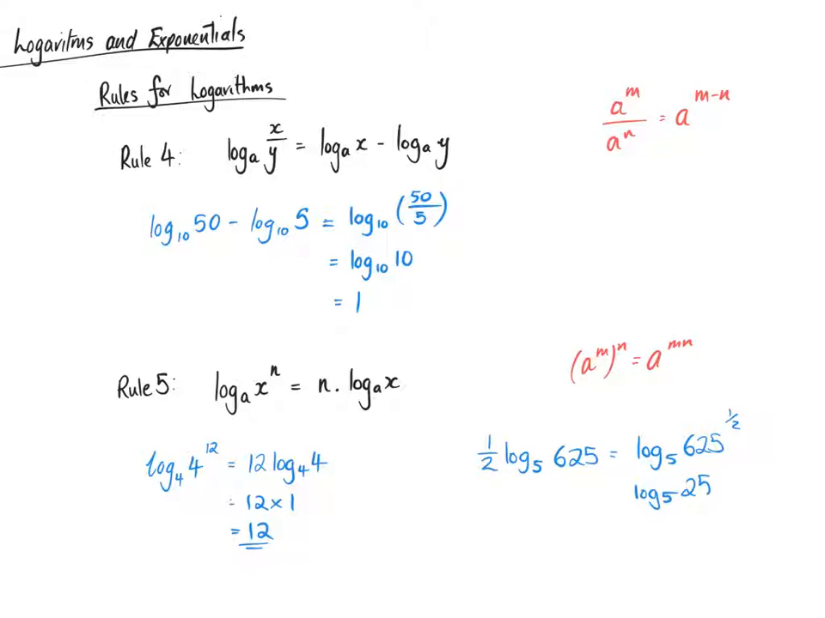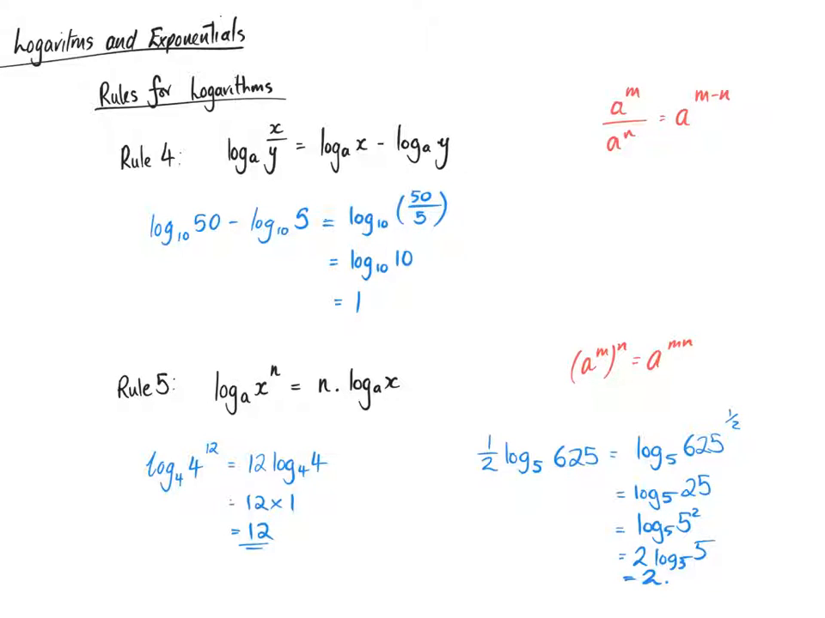Then we're using the same rule again. We know that 25 is 5 squared, and then we can bring that 2 down the front, so we get 2 log to the base 5 of 5. Log to the base 5 of 5 is just 1, so we can simplify it and that's just 2. Okay, so it's using all of these laws together. But don't worry about it.